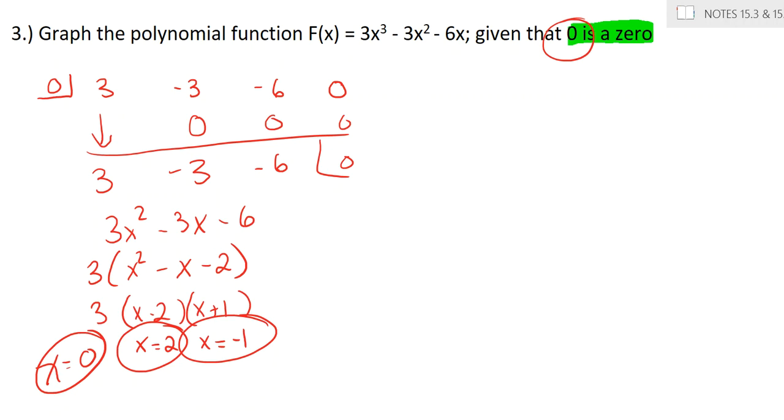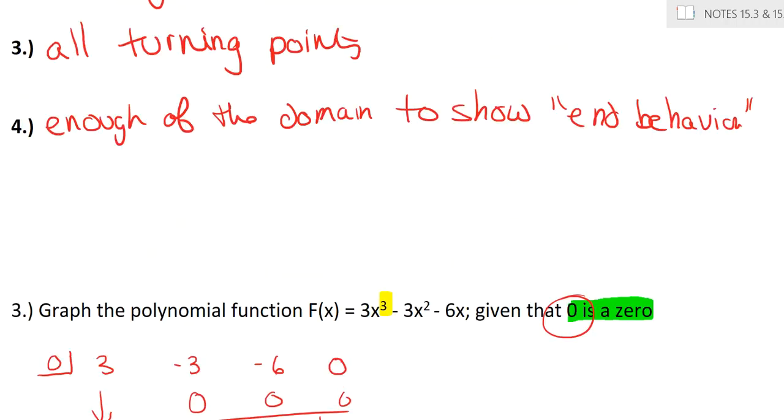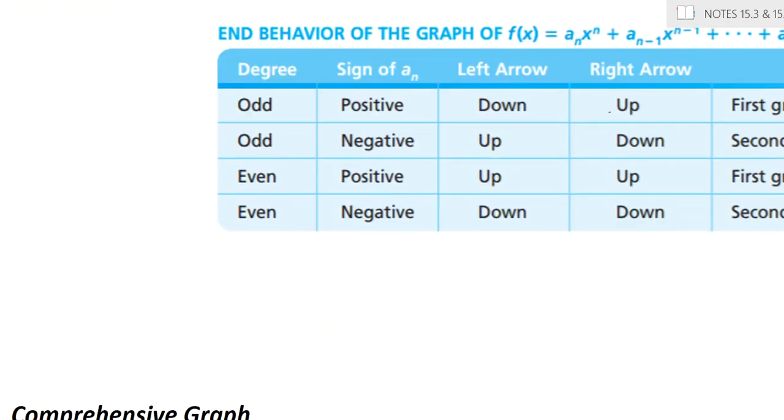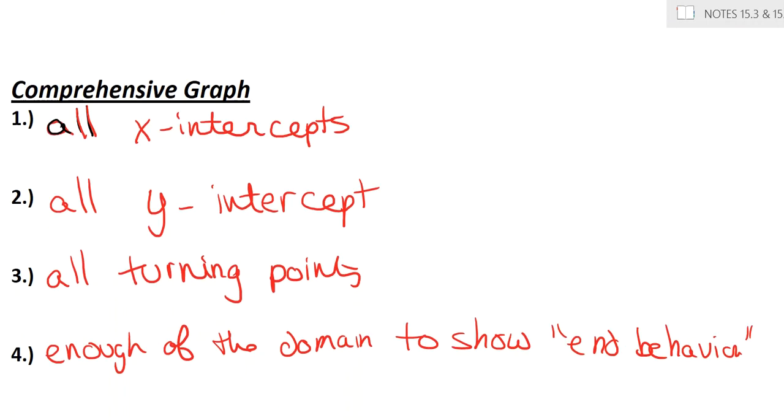So these three numbers right here tell us where the x-intercepts are for the graph. Another thing that we're going to know about this is because it has a degree of 3, it means it's an odd function. And because the leading coefficient is positive, if we go back to the chart up here, because it's odd and positive, the left arrow is going to be pointing down and the right arrow is going to be pointing up.